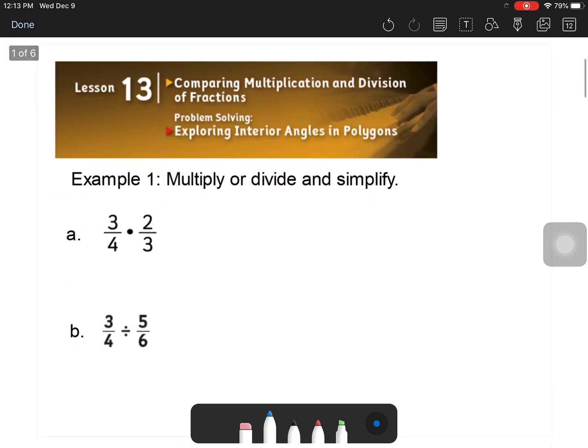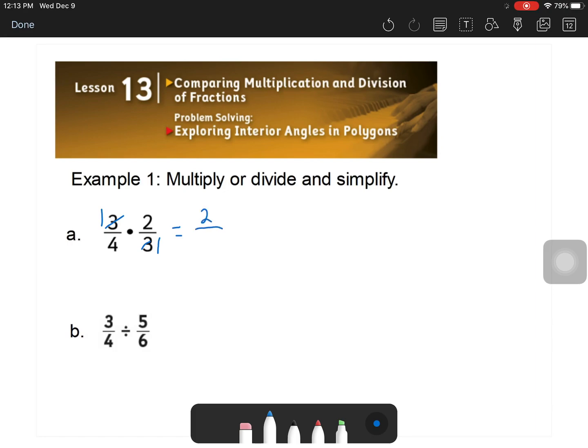Okay, so in example 1, we are going to either multiply or divide. And it looks like for part A they're asking us to multiply. So remember, before we do any multiplying, we want to look to see if we can cancel any of the same numbers that are in the numerator of one and the denominator of the other fraction. And we have 3's in common, so I'm going to cross those out and make them 1's. And then we're going to multiply straight across.